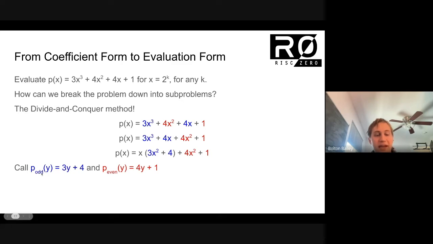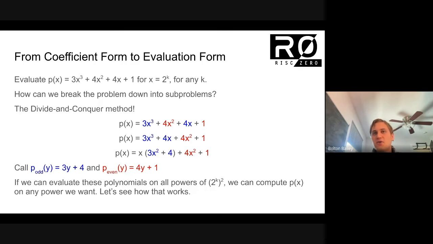So I'll make a new polynomial, and I'll use y instead of x to make it clear that we're operating over x squared here. If we just want to talk about a polynomial over one variable, we'll talk about it in terms of p of y, which is equal to 3y plus 4. And you could think of y as what's going to stand in for x squared. And similarly, we can have this even polynomial, which is 4y plus 1.